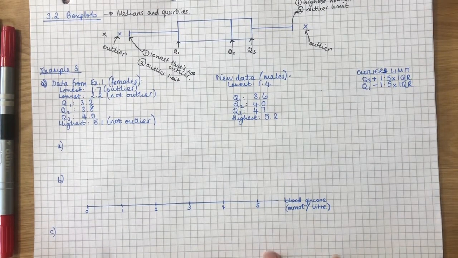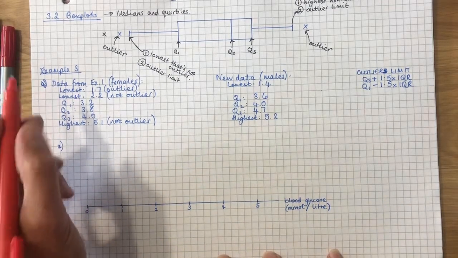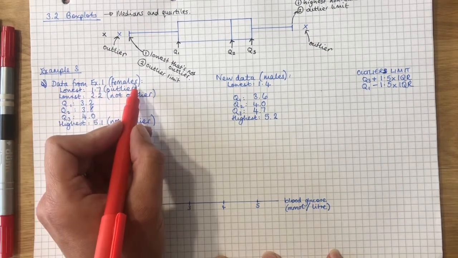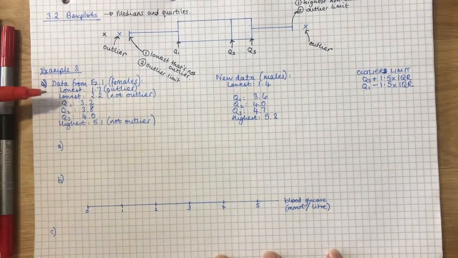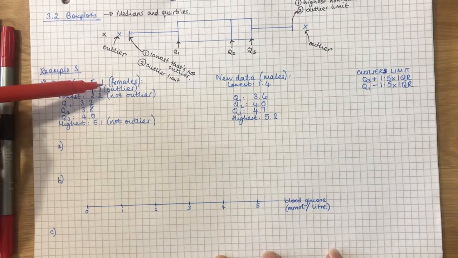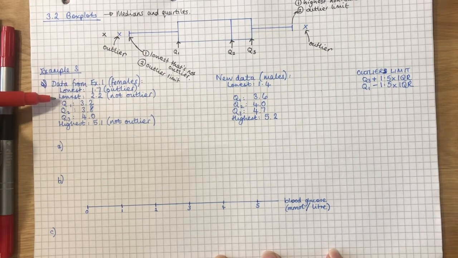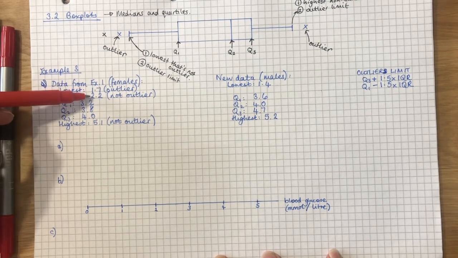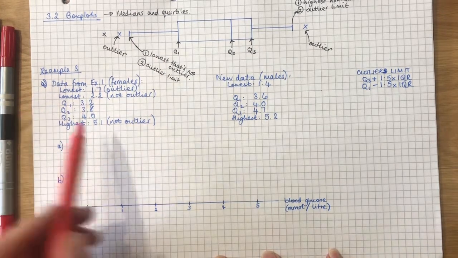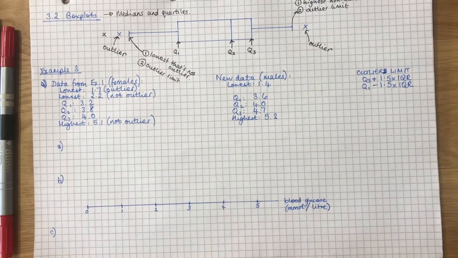Now, let's have a look at example 3. Example 3 takes data from example 1, which was when we were talking about the blood glucose in females. These are the data that we got from example 1. We had the lowest value was 1.7, but we worked out in that example that that was an outlier. So the next lowest value, the one that's not an outlier, was 2.2. We have the quartiles here, and the highest value was 5.1, and that wasn't an outlier. So let's draw a box plot with these data.